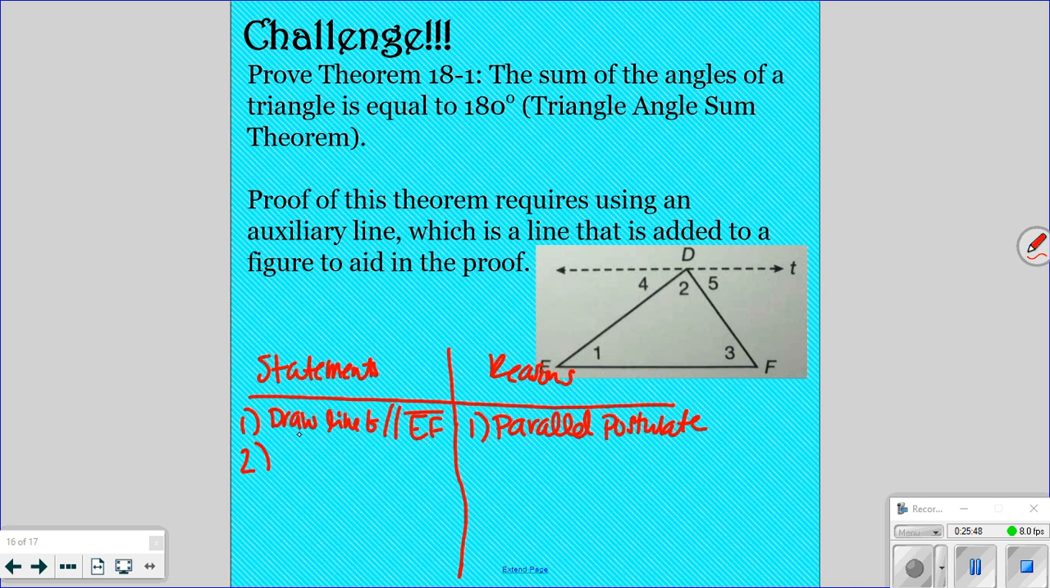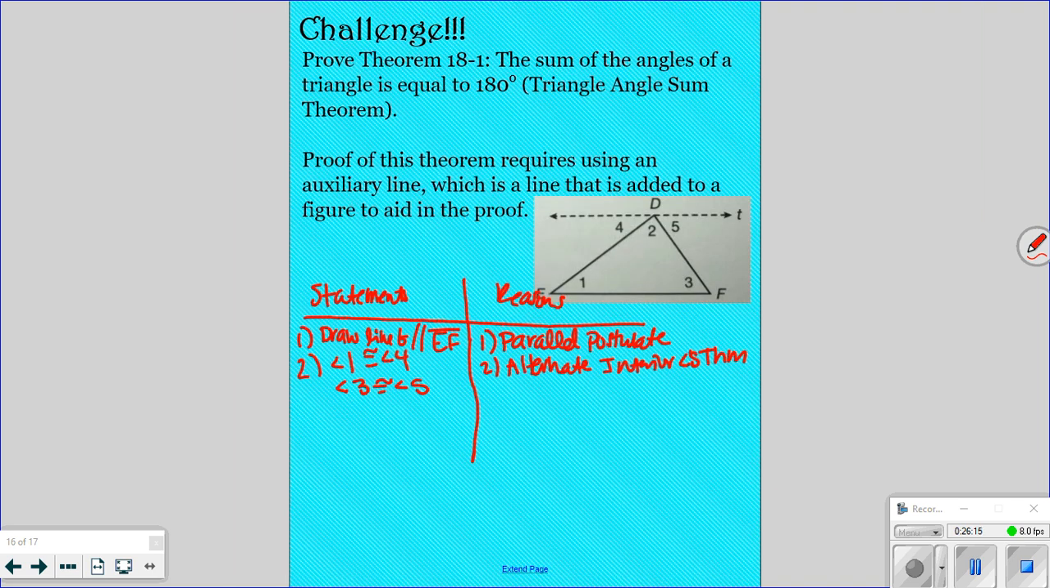Now step 2, we know that angle 1 is congruent to angle 4 because of the alternate interior angle theorem. And we also know, by the same reasoning, that angle 3 is congruent to angle 5. So you can make that a third step if you want, or you can just keep it with the second one. Either one of them is fine with me. But they both have the same reasoning, so you can keep them in the same step if you want.